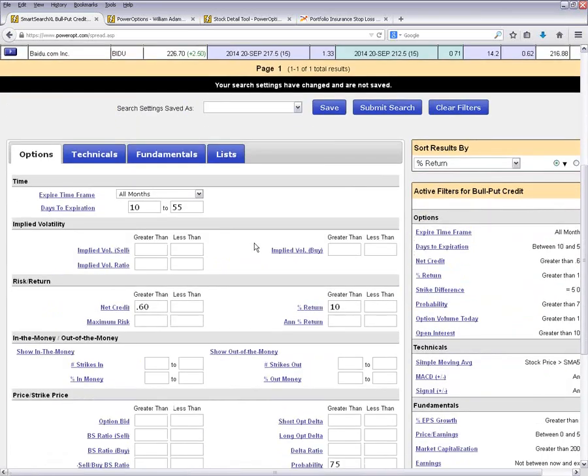Okay. So if there are positions out there that match the return you want and the stocks that you want, this tool is going to find them.